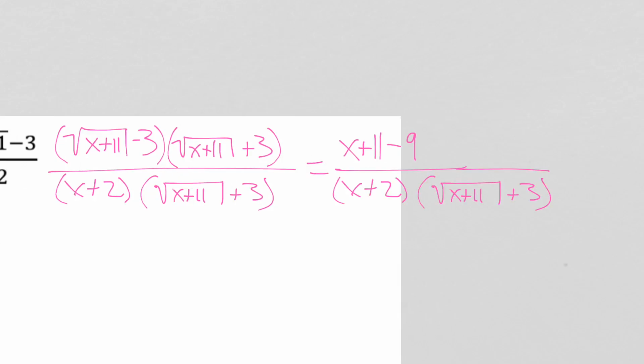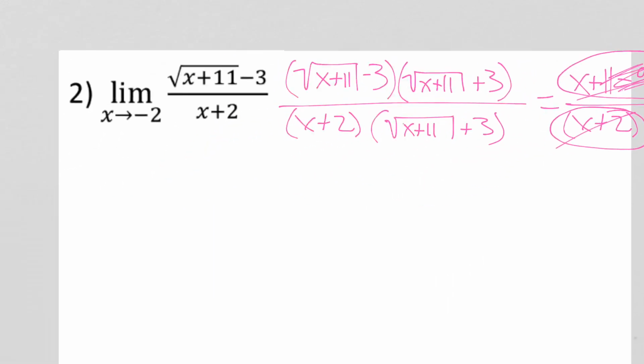So I still have this big, long, messy denominator, but look what happens in the top. I have x plus 11 minus 9, so 11 minus 9 can be simplified to just a plus 2. So I have an x plus 2 in the top and an x plus 2 in the bottom, which will cancel each other out. That's our hole. We found it. We removed it, and we're just left with that 1 over the square root of x plus 11 plus 3.